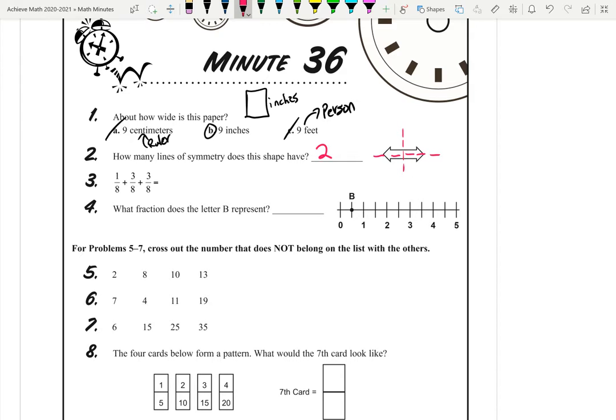Number 3, luckily for us, it all has a common denominator, so I'm going to represent it as 1 plus 3 plus 3, and then this is going to turn to be 7/8.